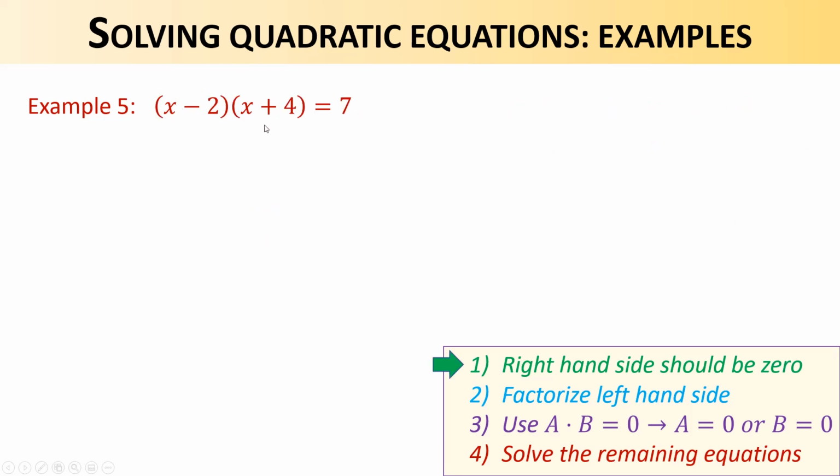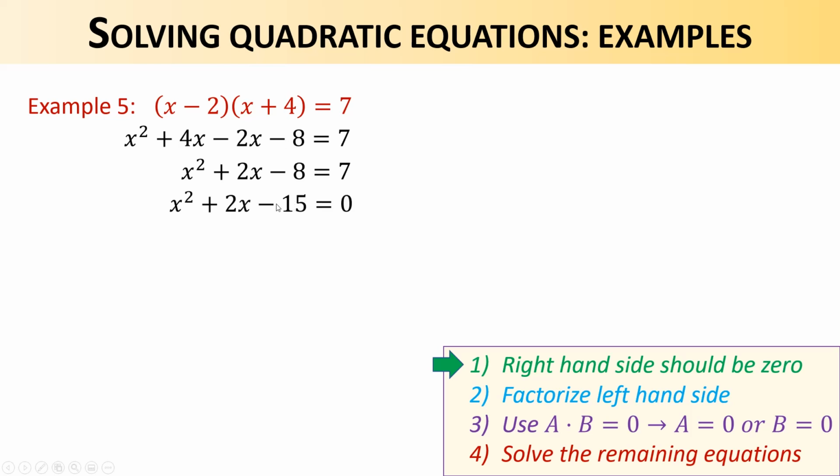Example 5. This may look like it is already factorized, but in the first step we see the right-hand side should be 0, and in this case the right-hand side is 7, so that doesn't work. So we multiply this out, x squared, and then x times 4, and then minus 2 times x, and then minus 2 times 4. So x squared plus 4x minus 2x minus 8 is 7. And now we're ready to take away this 7, because we know that we then get x squared, and then this simplified is plus 2x, and then minus 8 minus 7 is minus 15. So in the end, we get x squared plus 2x minus 15 is 0.